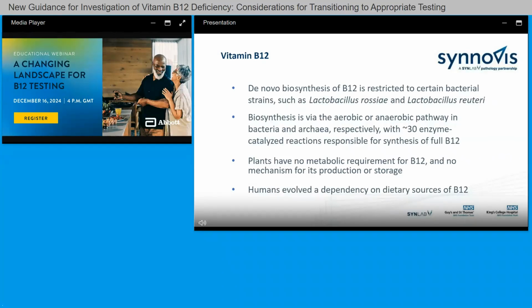Plants have no metabolic requirement for B12. They have no mechanism for its production, and they are unable to store it. We, however, have a dependency on exogenous sources of B12, which in most cases means that we need to obtain it from the diet.